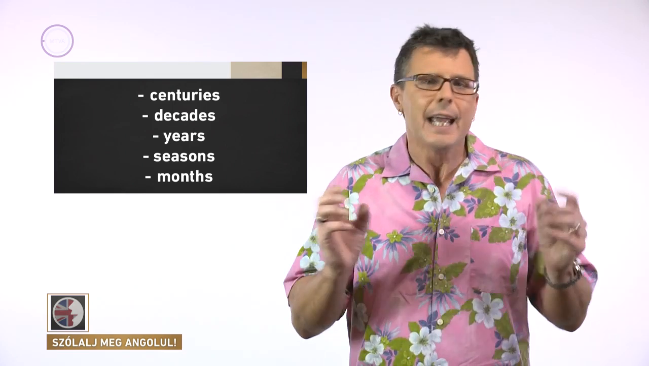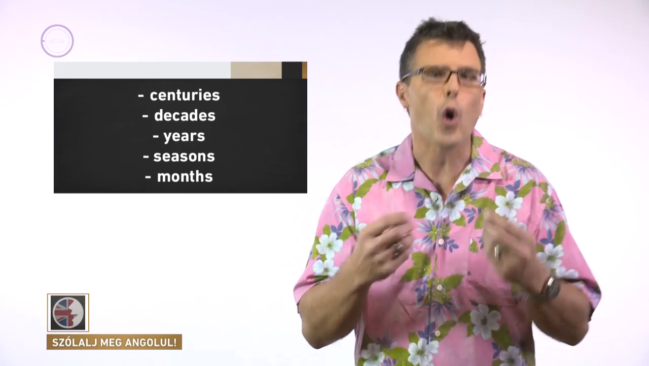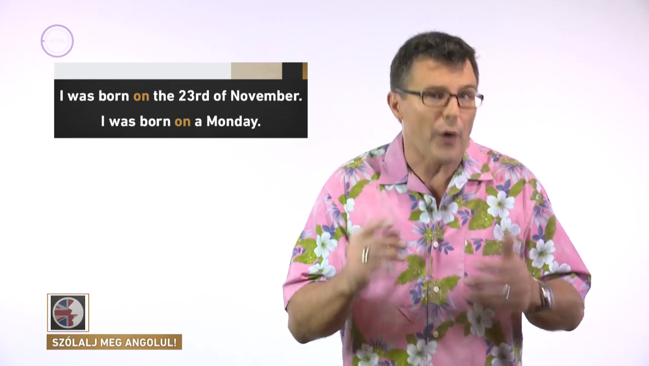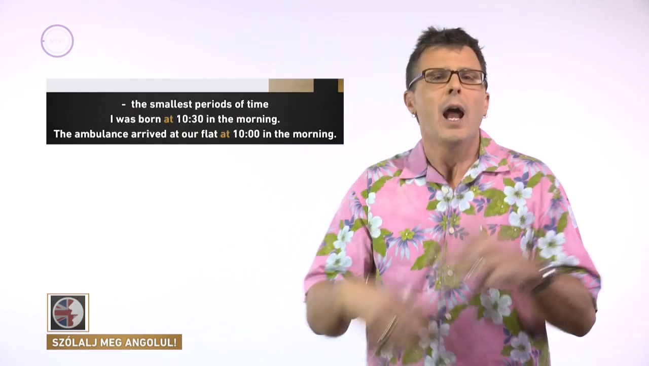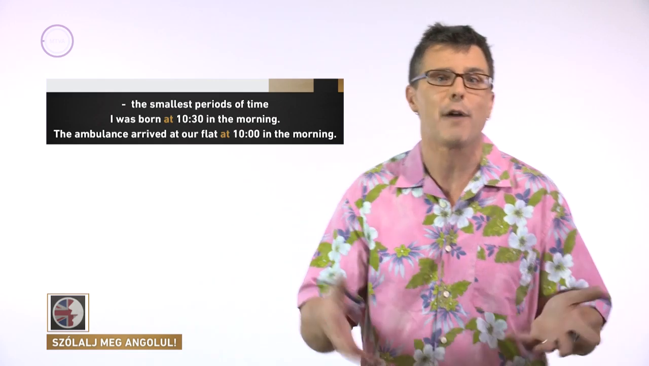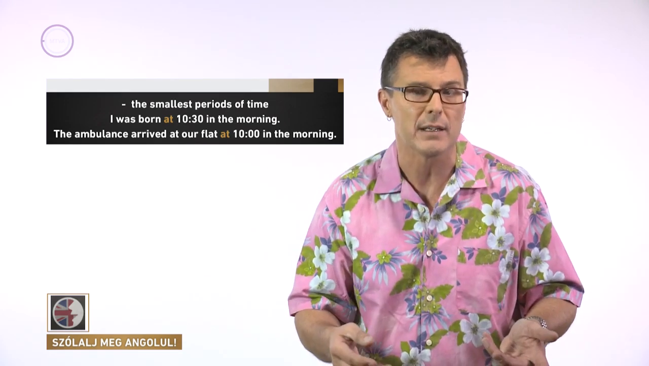After that, if we want to be more specific, then we can use on, which we use to talk about things that happen in smaller periods of time, like days and dates. I was born on the 23rd of November. I was born on a Monday. Then, if we want to be more specific, we use the preposition at. We use at to talk about the smallest periods of time, clock times. I was born at 10:30 in the morning. The ambulance arrived at our flat at 10 o'clock in the morning.